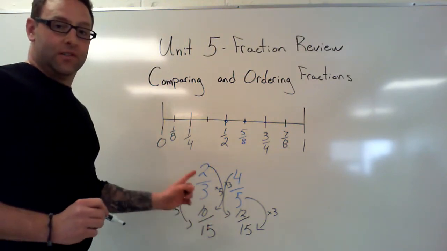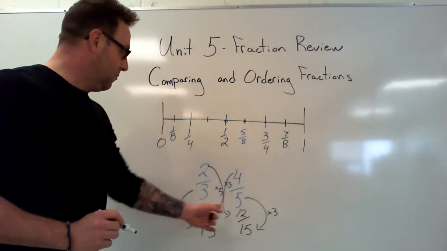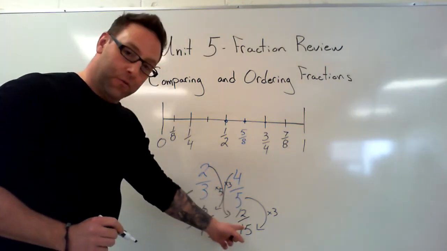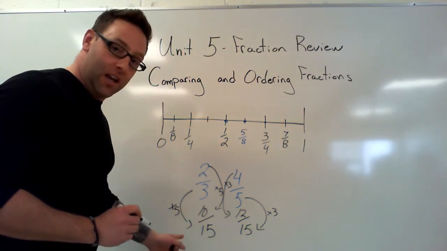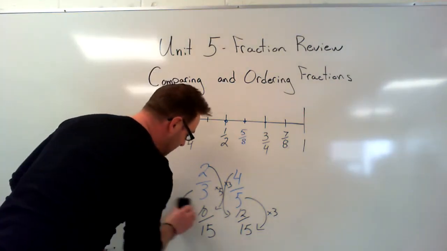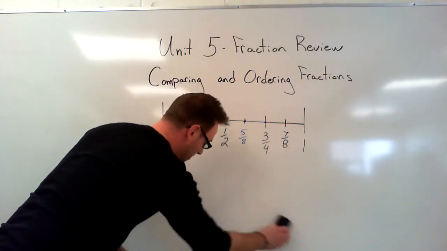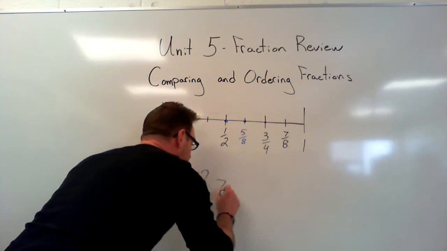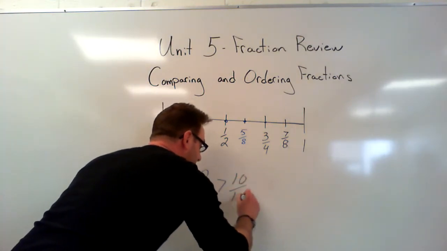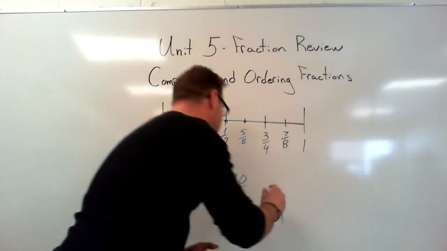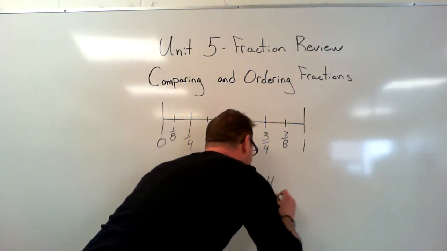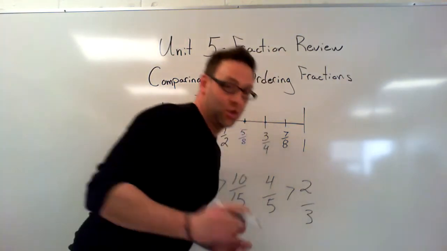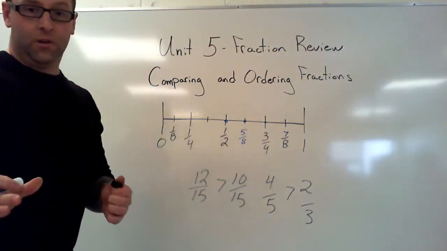So now we've got the same number on the bottom, and we can compare these fractions easily. We can see that 12 over 15 is bigger than 10 over 15. So that means that 12 over 15 is bigger than 10 over 15, and 4 over 5 is bigger than 2 over 3. Okay? Let's do another example.